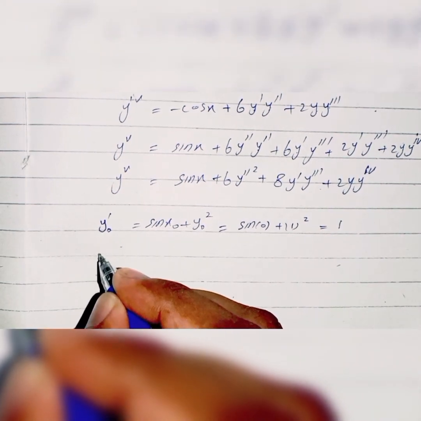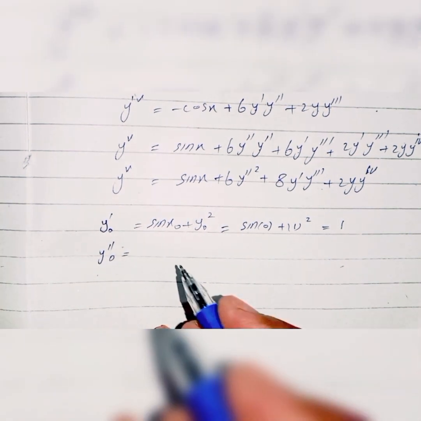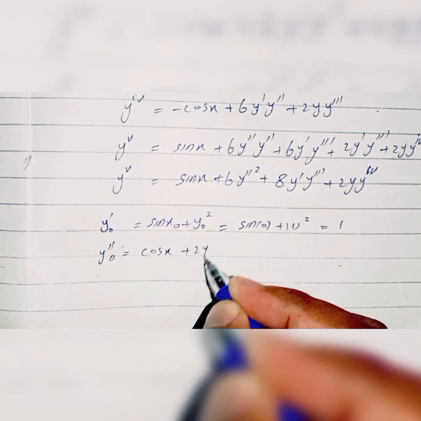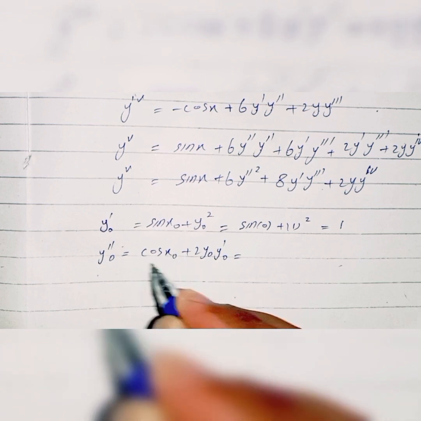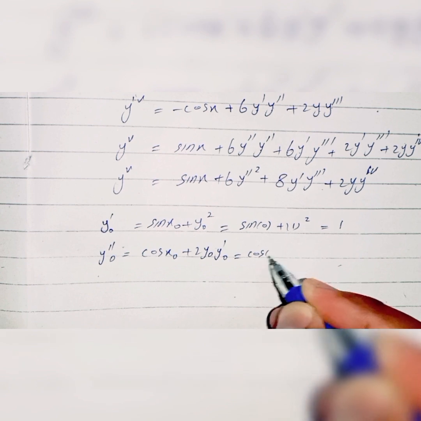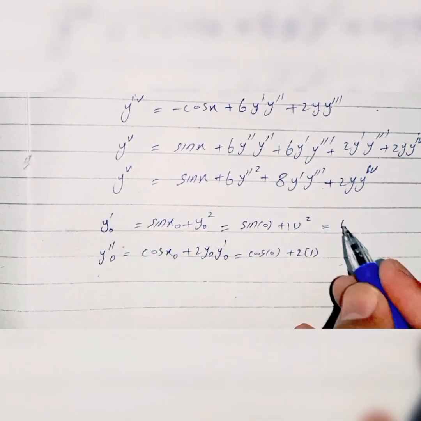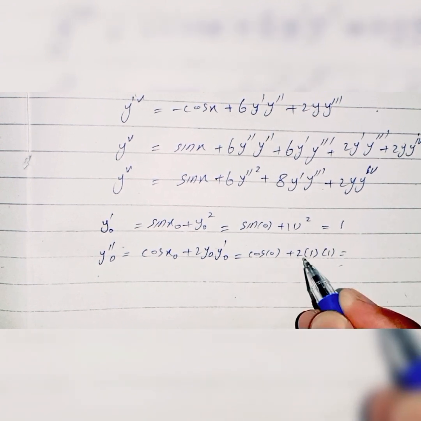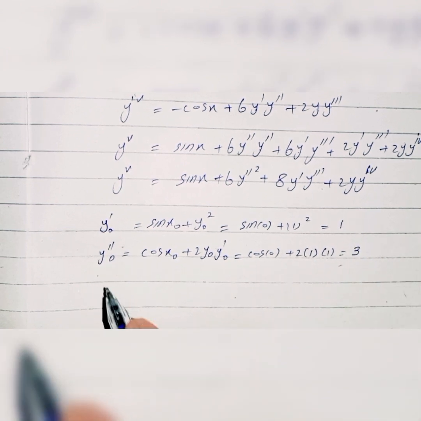Similarly, for y double prime naught we obtain cos x naught plus 2 y naught y prime naught. Putting the values of x naught and y prime naught, we have cos 0 plus 2, where y naught is equal to 1 and y prime naught is also equal to 1. We know that cos of 0 is equal to 1 and 2 multiplied by 1 is 2, and 1 plus 2 is equal to 3.